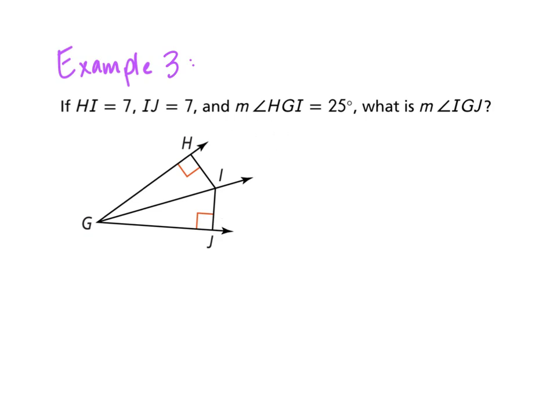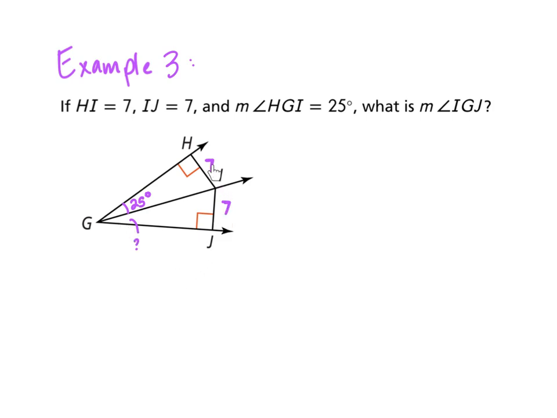So the first thing we want to do on a picture like this is anytime we are given some information about the picture in writing, we always want to transfer that information onto the picture itself. So I'm going to put a 7 for the length of segment HI. I'm going to put a 7 for the length of segment IJ. I'm going to put that 25 degrees right here for the measure of angle HGI. And then I'm going to tell myself this is what I'm trying to find right here.